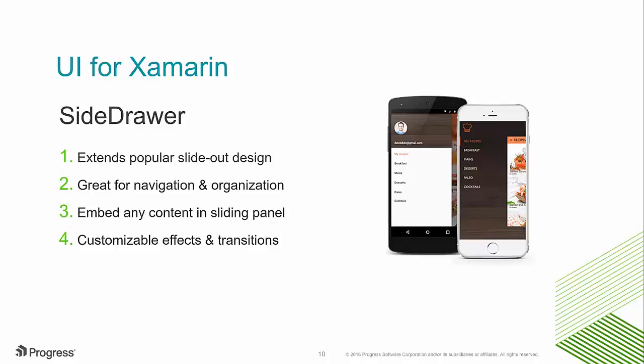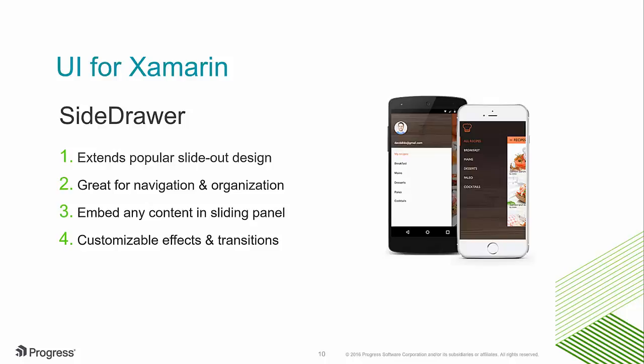It extends the popular slide-out design. It's great for navigation and organization. So basically, if you want to provide navigation, that's when you use the SideDrawer. You can embed any content in the sliding panel. What you're seeing in the image is basically a list being embedded, but you can bring in any content onto that. You can also customize the effects and transition.